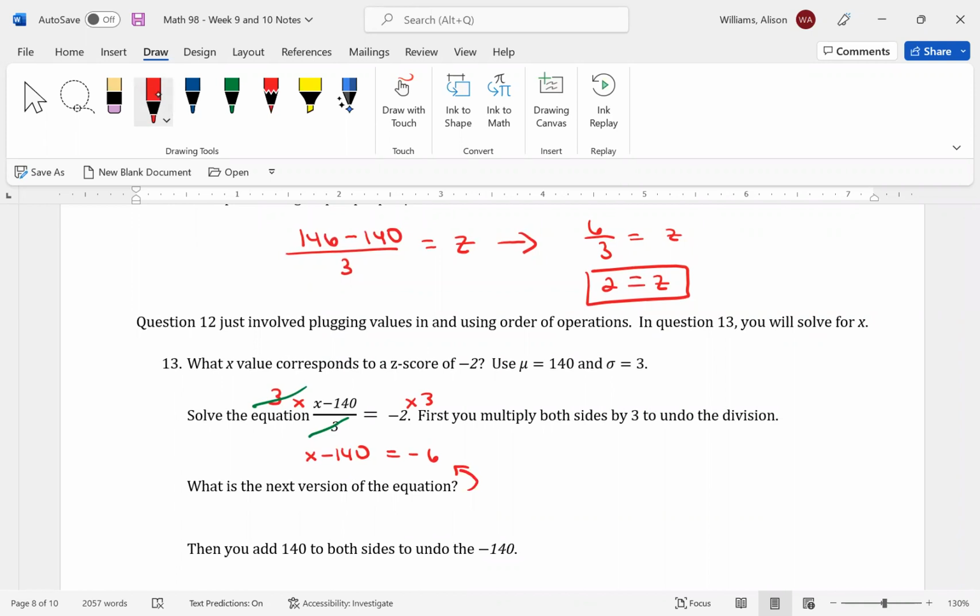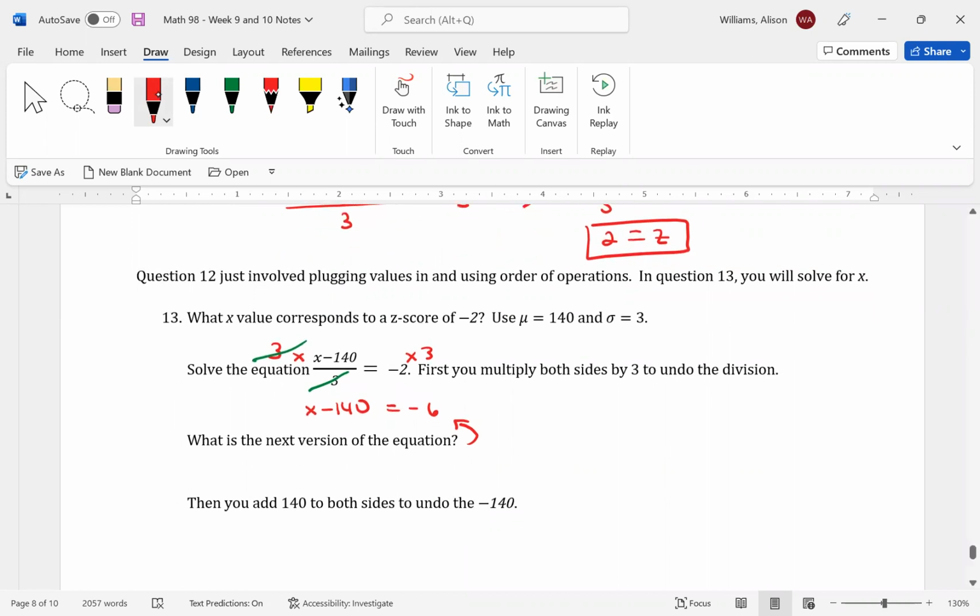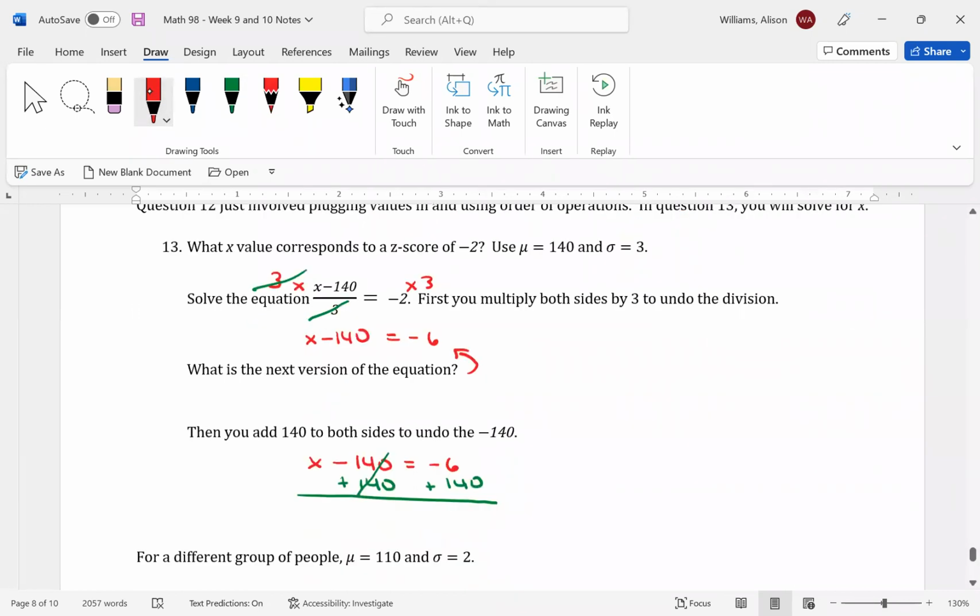Then it says we need to add 140 to both sides to undo the -140. So in order to get X by itself, I need to get rid of this -140. And the way I can do that is +140. So that cancels. It goes away on the left. And on the right, negative 6 plus 140, well, that comes out to 134. So there's X.